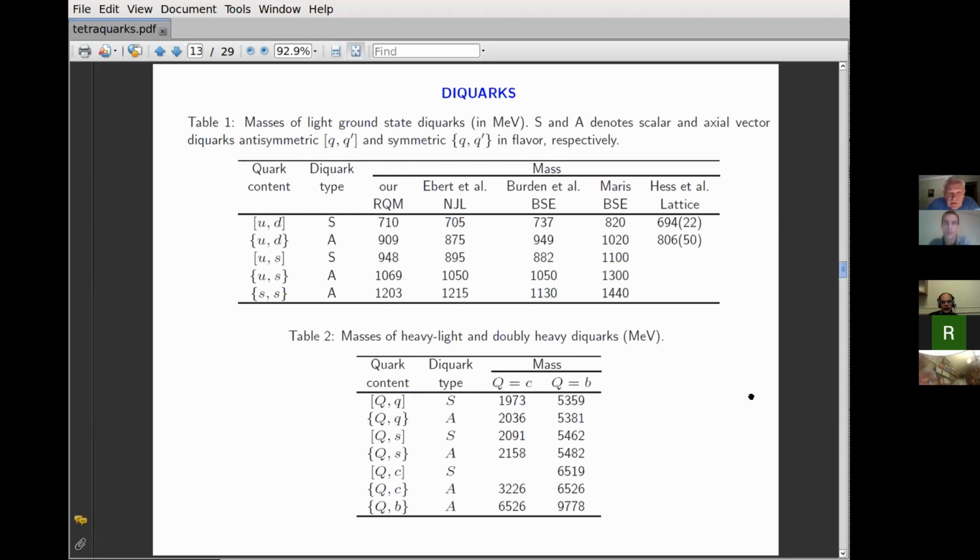I have also a question. My hand has been raised for a long time. Petrov asking: why don't you consider the light, totally light, tetraquarks and pentaquarks and maybe other configurations? Is there some technical obstacle, or is there a kind of principle?